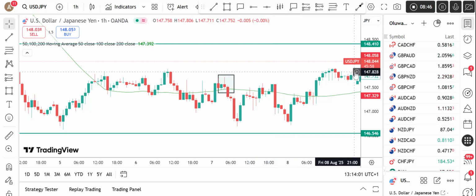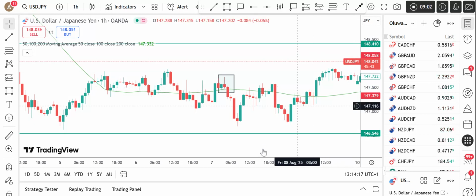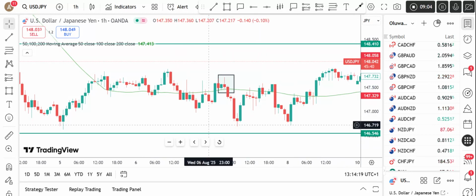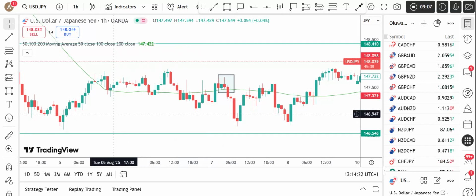Then the last one is what we call the doji. Dragonfly doji. In this one, it means the candlestick will not have any body at all. That is a rejection candlestick, a total rejection candlestick. It will not have any body.